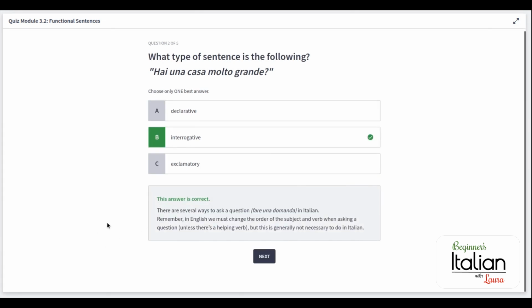Okay, so in this case, it was interrogative. There are several ways to ask a question, or fare una domanda in Italian. Remember, in English, we must change the order of the subject and verb when asking a question, unless there's a helping verb. But this is generally not necessary to do in Italian.